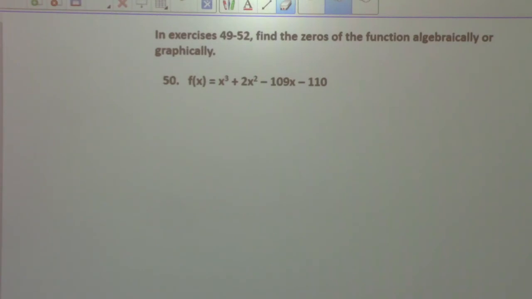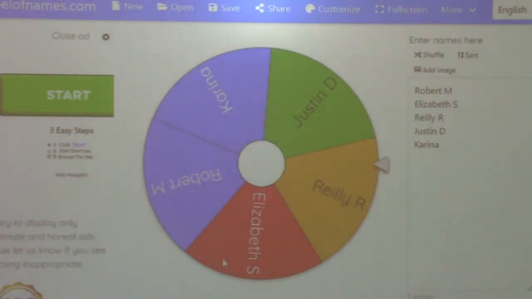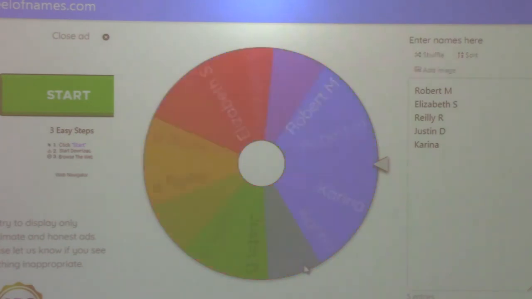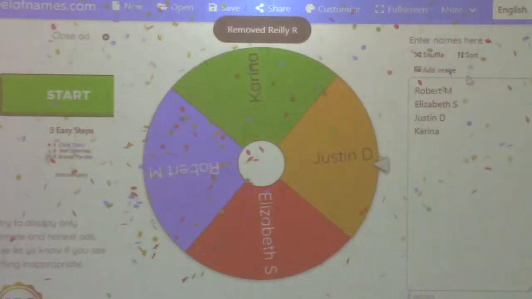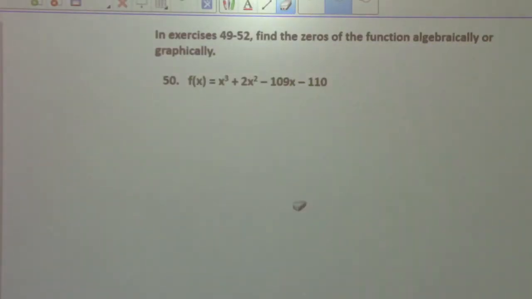So I'm going to go ahead and call for a victim here on this one too. It's going to be Riley. Okay, Riley, did you find zeros on this thing? At one part where y equals 0, x is 10. Okay, so x equals 10 is one of our zeros. Yes. Okay.